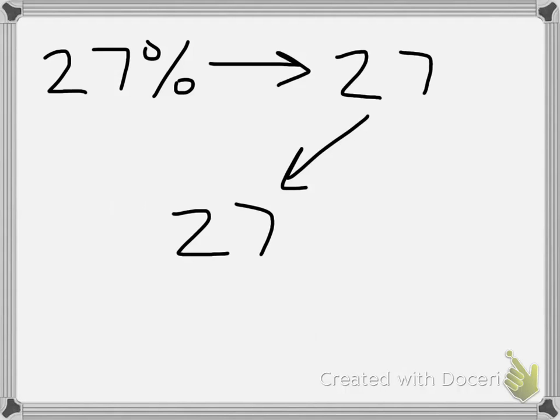And then we're going to move our decimal, which you don't see, but it's always after the number. I tell them to think of money. If you think of $27, there's a decimal there in case you have change. So if we get rid of the percent sign, there's a decimal that you don't see, but it's there. And all we're going to do is move that 2 places to the left. 1, 2. So 27% as a decimal is 0.27.